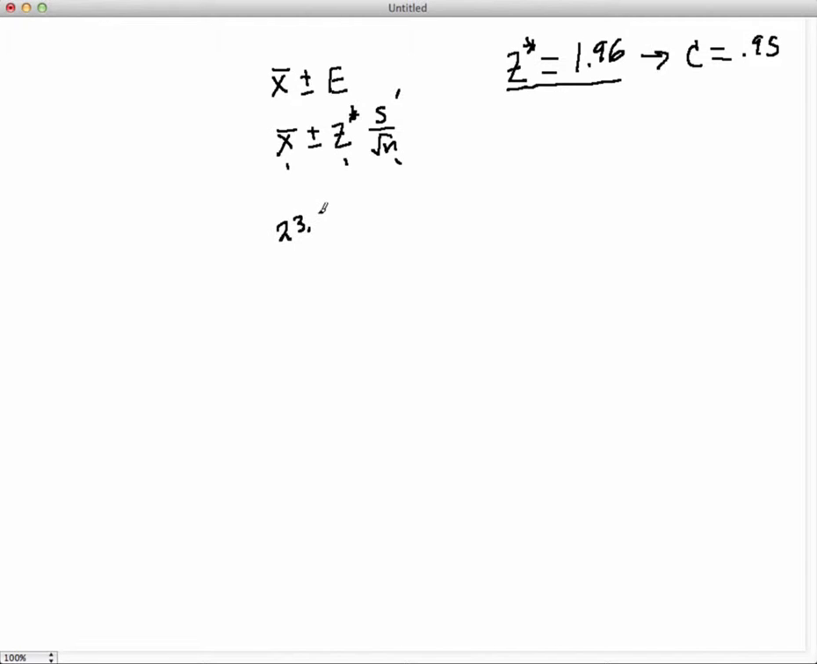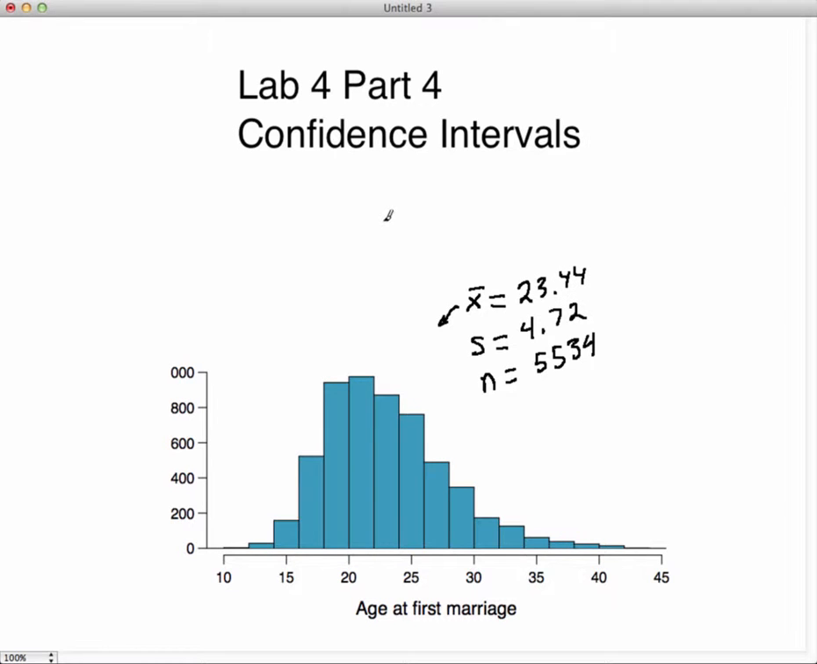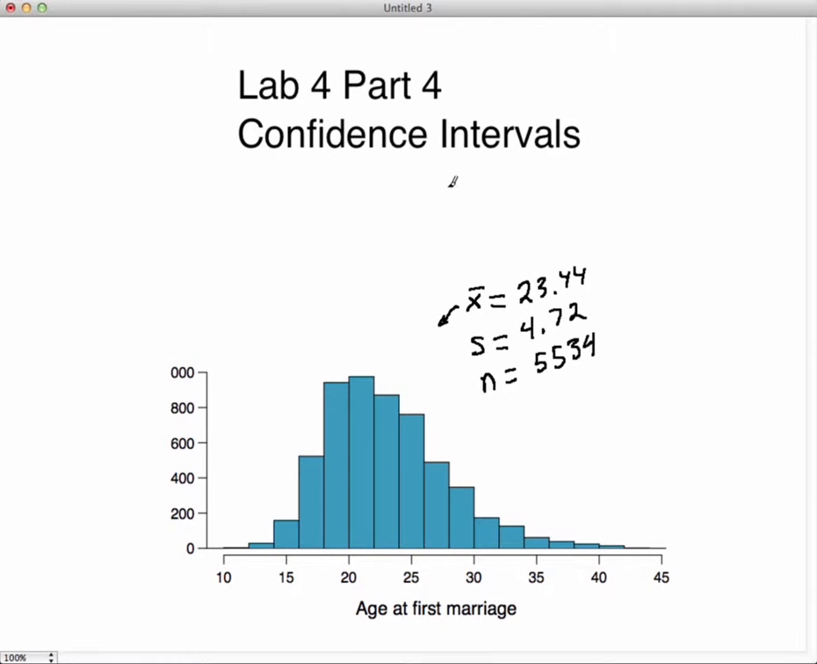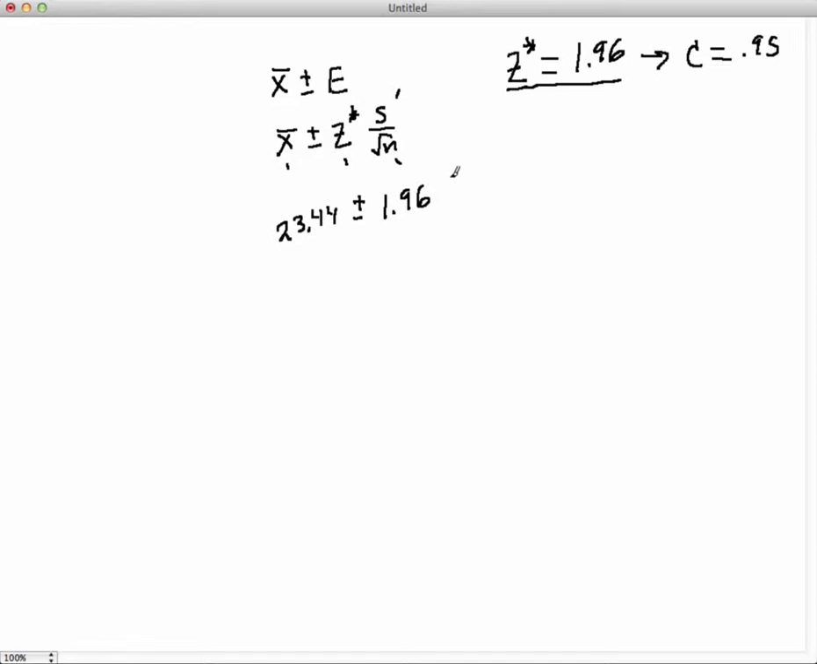So 23.44 was what our X bar is, plus or minus our Z star. We know what our Z star was. That's 1.96 times S divided by the square root of N, where S was 4.72, divided by the square root of N, which was 5,534.